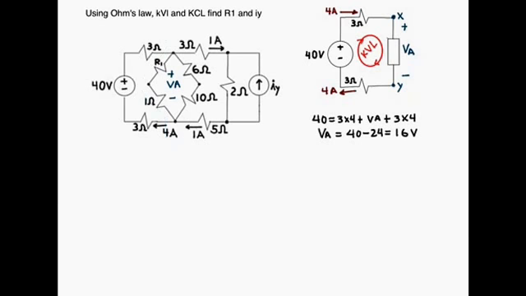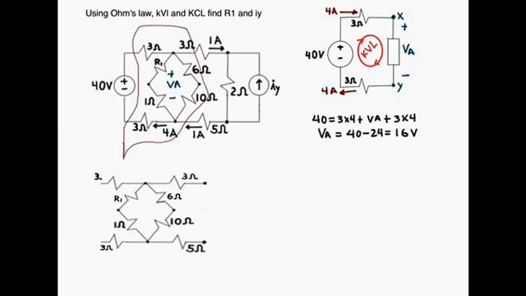Next, we're going to work with the middle section of the circuit, and we're going to redraw it with 16 volts across the resistor in the middle. We know that 4 amps will flow into node number 1 and 1 amp will flow out of node number 1. So we need to determine what currents flow through the two branches in the middle.